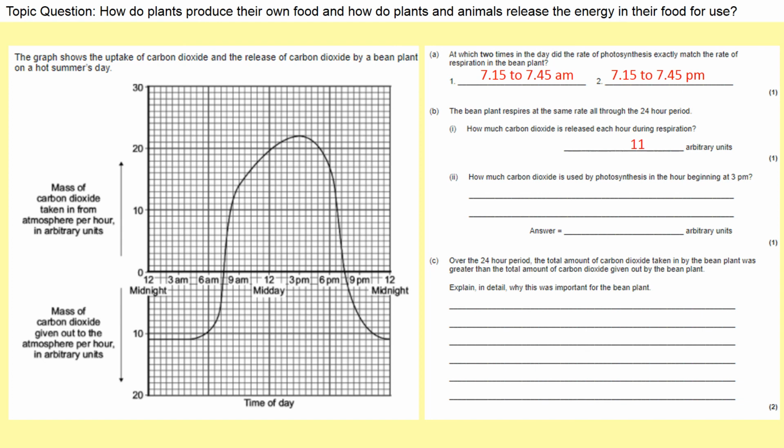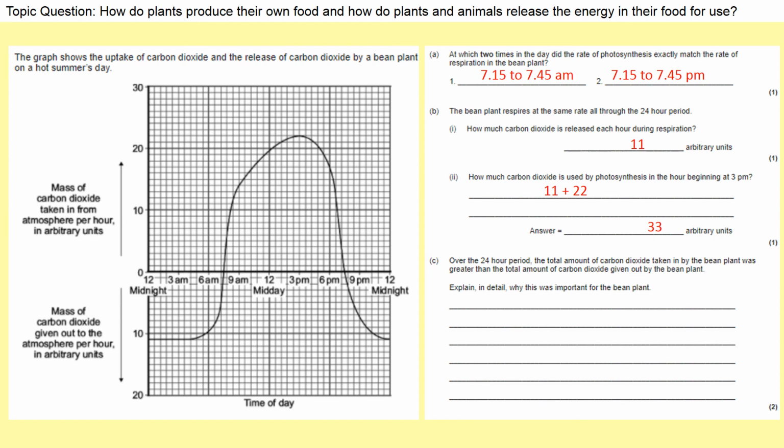11. So where did we get that from? We were looking for a point when there was no photosynthesis but there was respiration, and you can see that it is 11 units below the x-axis. How much carbon dioxide is used by photosynthesis in the hour beginning at 3 p.m.? So what we did, we looked at how high up the reading went. So it went up to 22, and we added the 11 that the plant itself was releasing, that we'd worked out in part 1. So 33 units is where that came from.